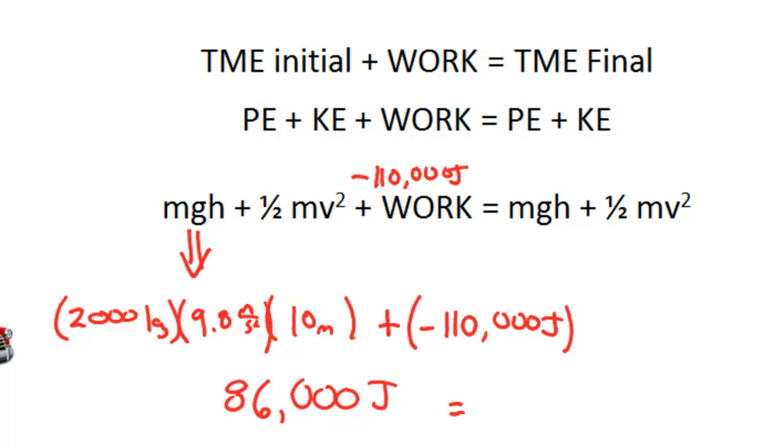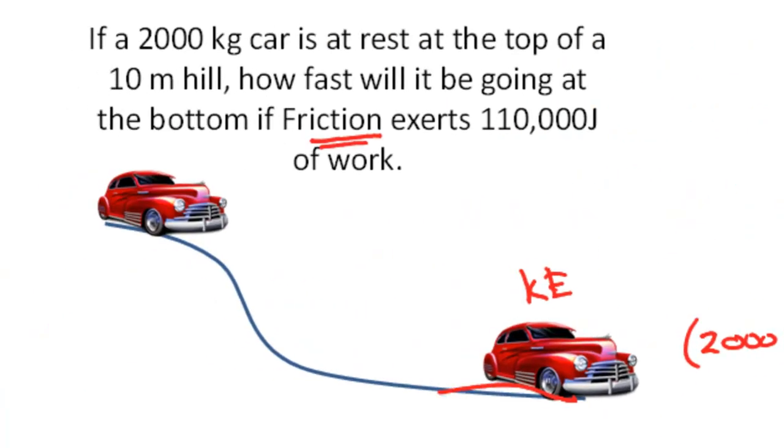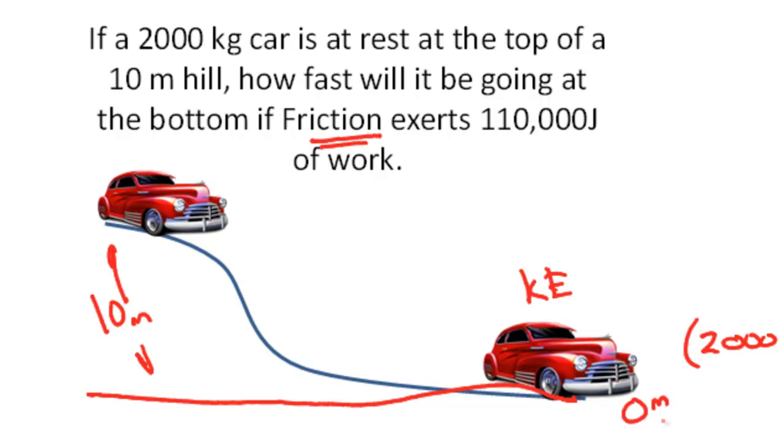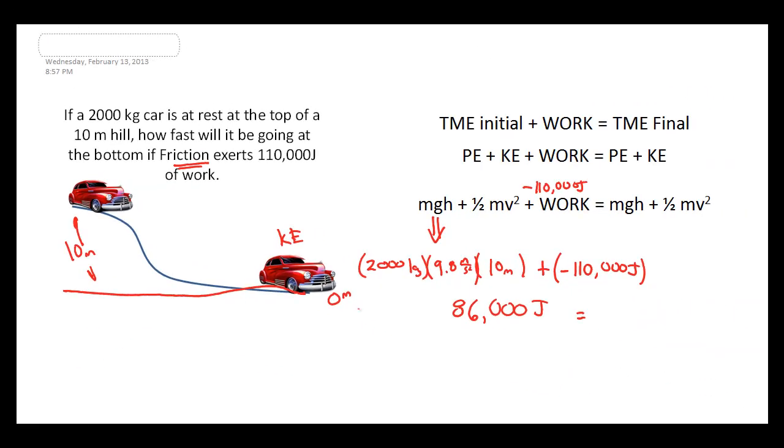Now once again, I'm not using potential energy on this side because I'm assuming the lowest level is going to have a height of 0. So we based this as 10 meters high, and over here this would be considered 0 meters of elevation. So I really don't have PE on the final conditions. I have strictly kinetic energy. So this is going to be equal to 1/2 times the mass, 2,000 kilograms, times my velocity squared.